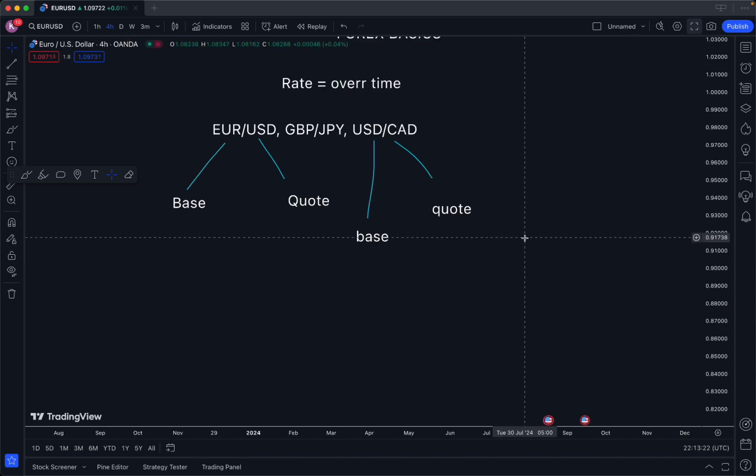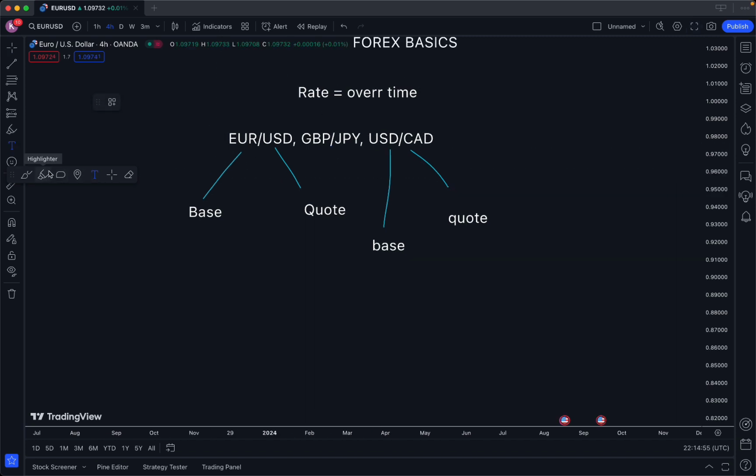And one thing you have to bear in mind is that anytime you see a pair written like this, euro against the United States dollar, the pound sterling against the Japanese yen, the United States dollar against the Canadian dollar, the first currency in the pair is always what? 1. With euro against the United States dollar, the first currency in the pair is 1. The pound sterling is 1. And the USD in the USD CAD pair is 1.